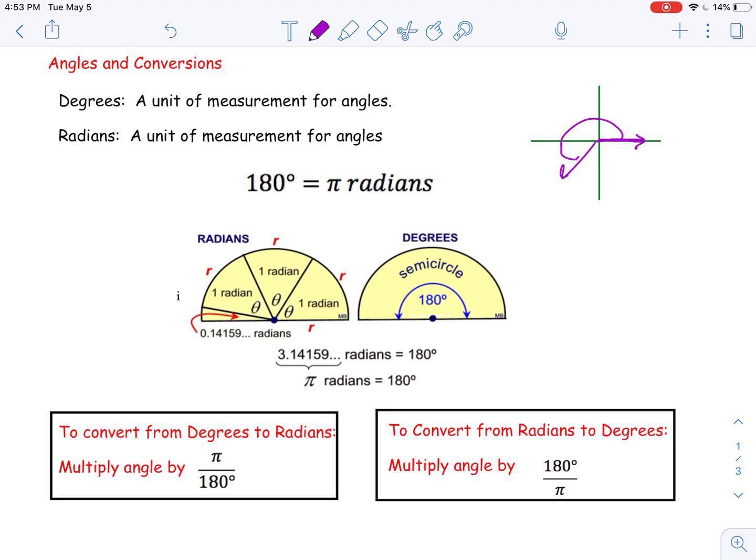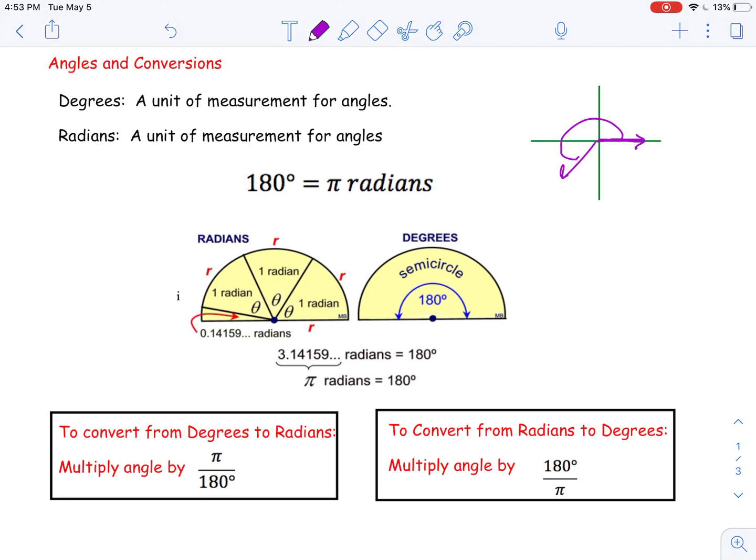So you're used to thinking about angles in degrees. We can also think about measuring angles in something called radians. It's just a unit of measurement. It's kind of like the difference between measuring things in feet or inches and centimeters. We could measure a pencil in inches, and we can also measure it in centimeters. It's just different units. And so we need to know how to convert between the two.